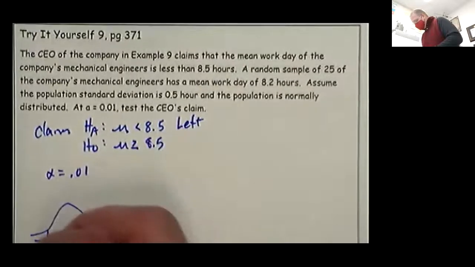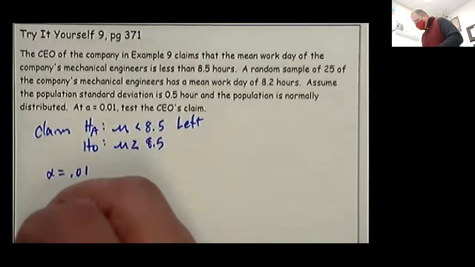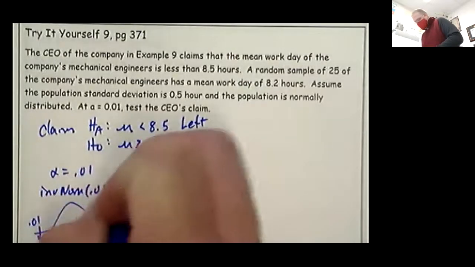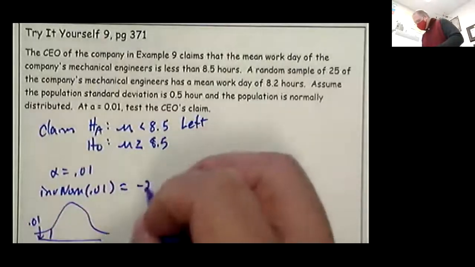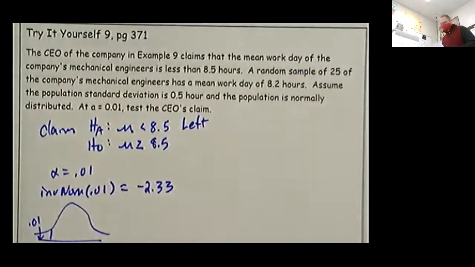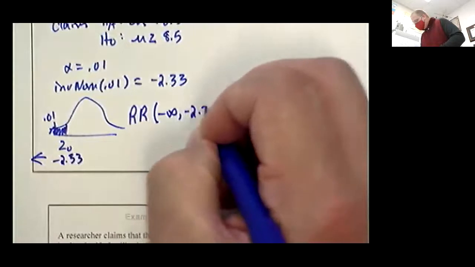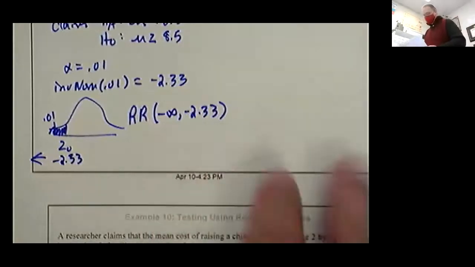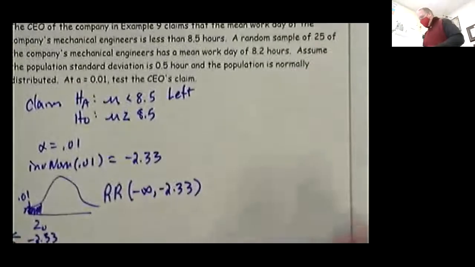So here's our left-tailed test. We need our z-naught score for 0.01. That is inverse norm of 0.01, and that is negative 2.33. So here's our negative 2.33. Because this is a left-tailed test, we're going to the left. To the left of this, our rejection region is negative infinity to negative 2.33. Now we want to calculate our test statistic and see if it's inside that rejection region. If so, reject. If not, we fail to reject.